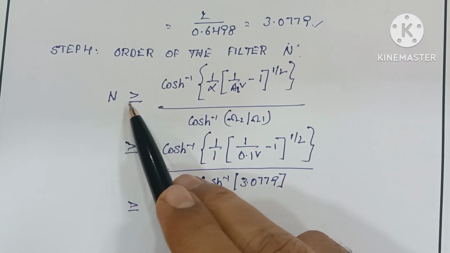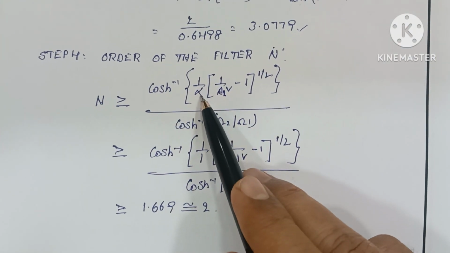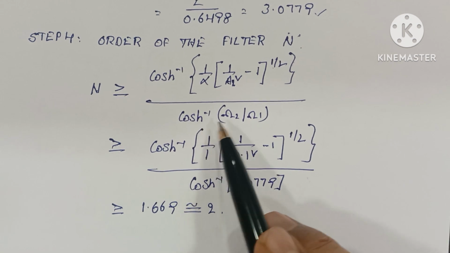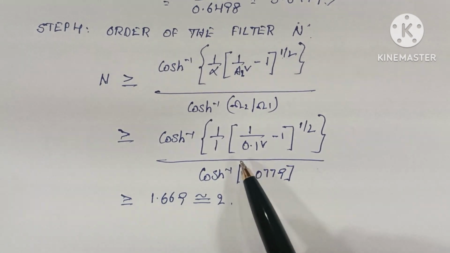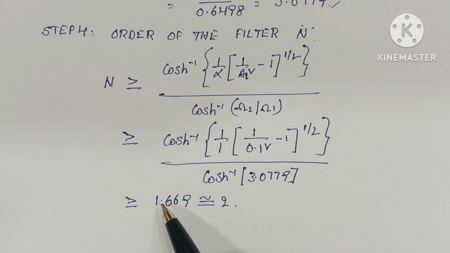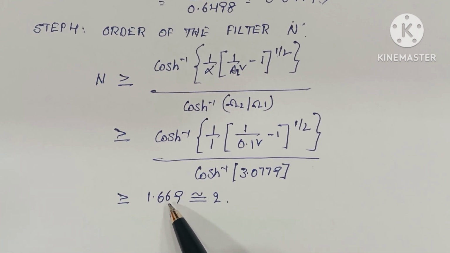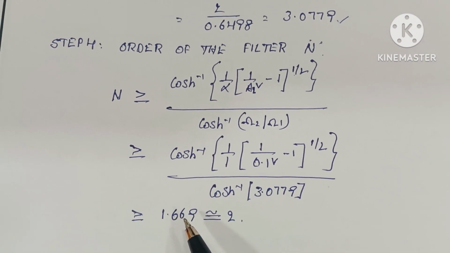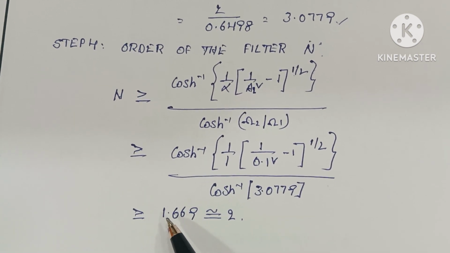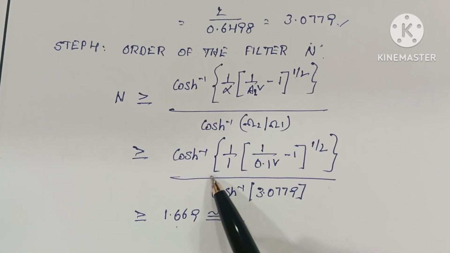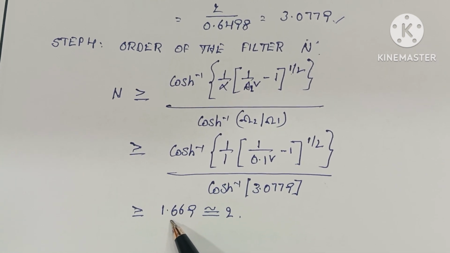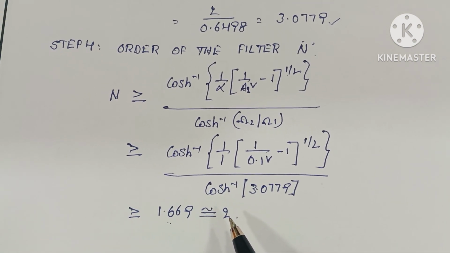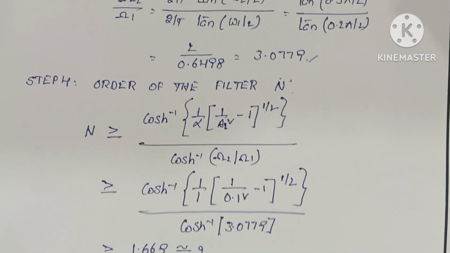And step number 4, we have to find the order of the filter N. Here using the formula, N is greater than or equal to cosh inverse of ((1 by alpha) into (1 by (A2 square minus 1)) whole power half) divided by cosh inverse of omega 2 by omega 1. After substituting all the values and simplifying, we get N greater than or equal to 1.669, and all of you know that we have to choose N as an integer higher than or equal to this value. So the nearest higher integer for 1.669 is 2. So we choose the order of the filter equal to 2, which is an even number.